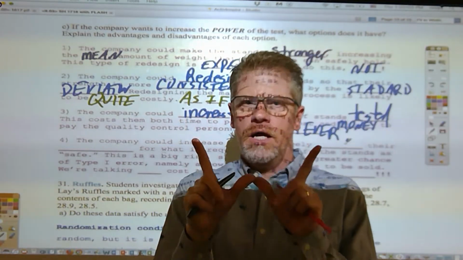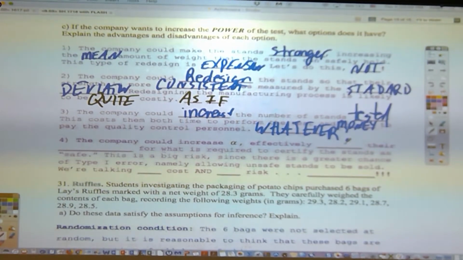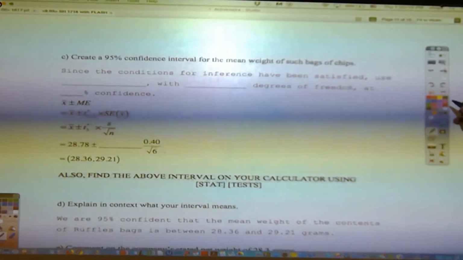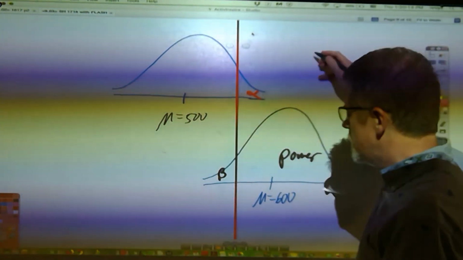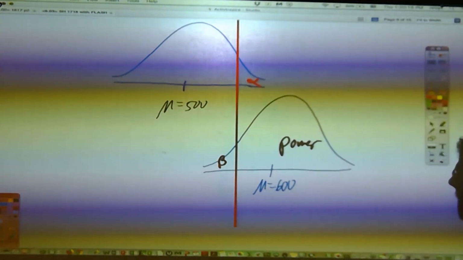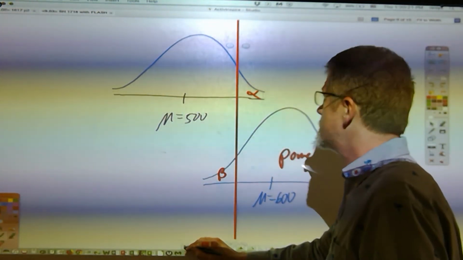Like, more money? Not going to happen. And then a fourth option is the company could increase alpha. Check this out. How do we increase alpha? We don't have to pay very much to do this. We just go into the word processor and we change the standard.